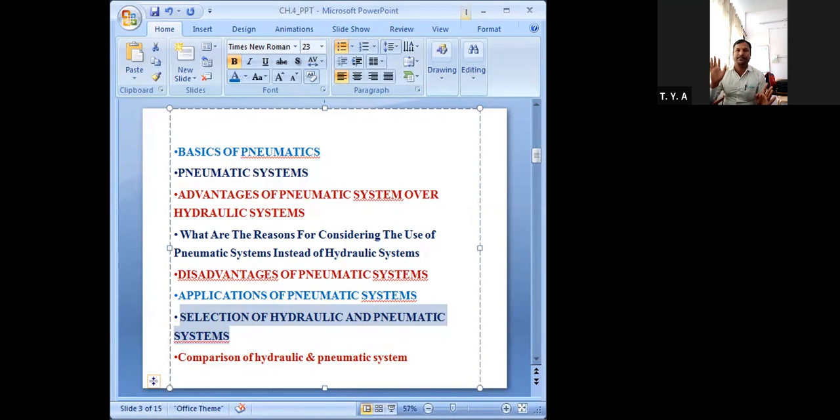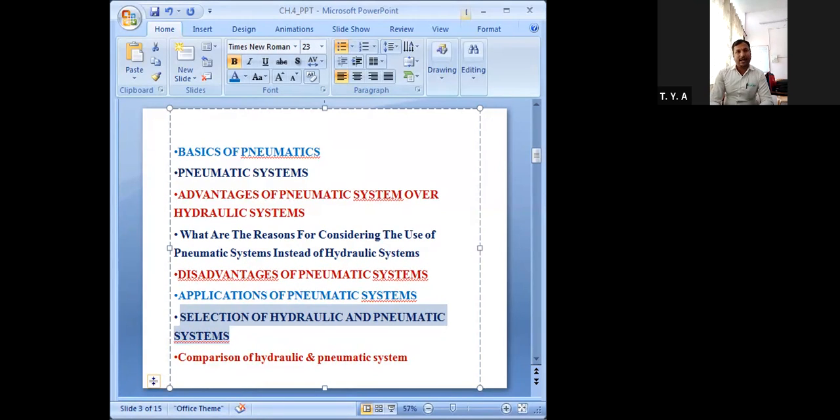Please remember. Now the second guideline is that if the application requires speed, a medium amount of pressure and only a fairly accurate feed, then the air pneumatic system can be used. If the application requires speed, medium amount of pressure and only a fairly accurate feed, that time you can go for the air pneumatic system.